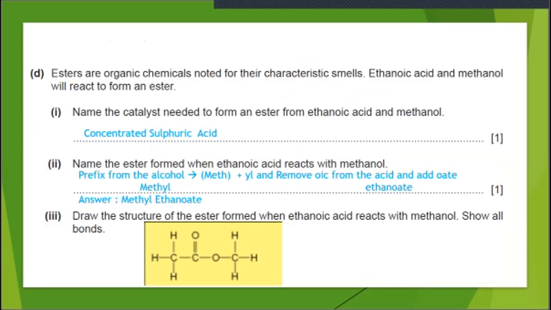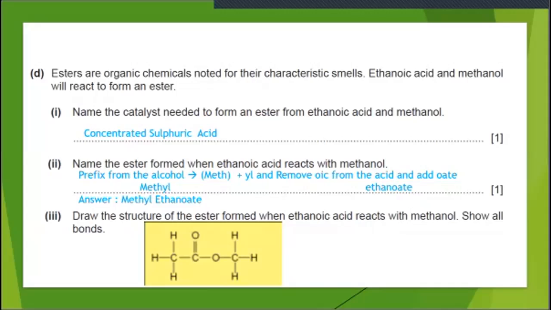Next question. Esters are organic chemicals noted for their characteristic smells. Ethanoic acid and methanol would react to form an ester. Name the catalyst needed to form an ester from ethanoic acid and methanol. Right? This is one that you have to know. You need to know that the answer to this is sulfuric acid.